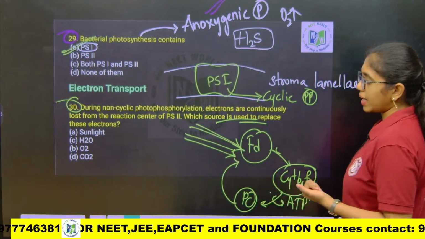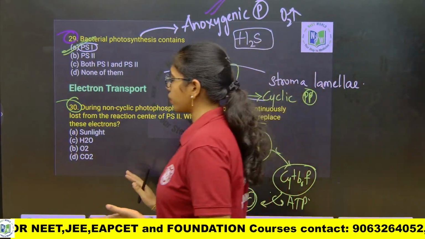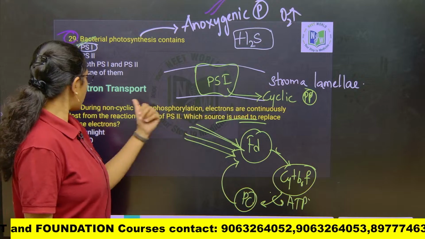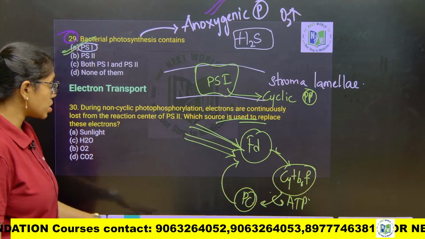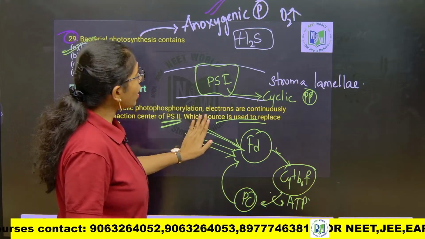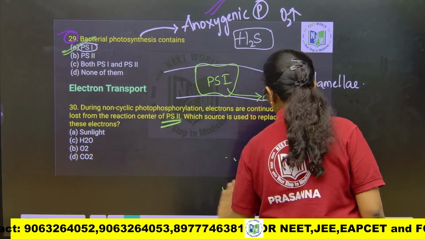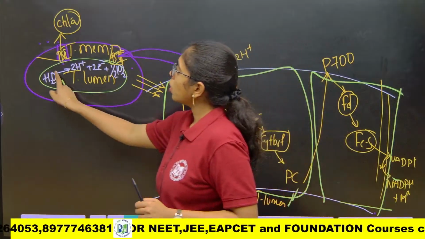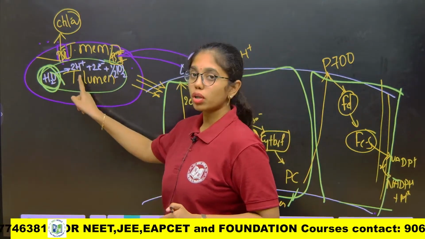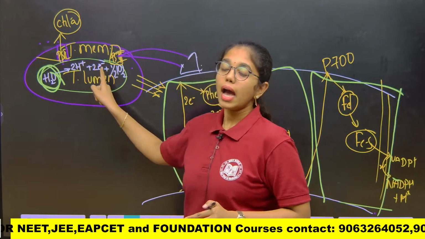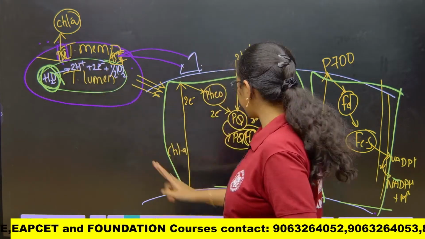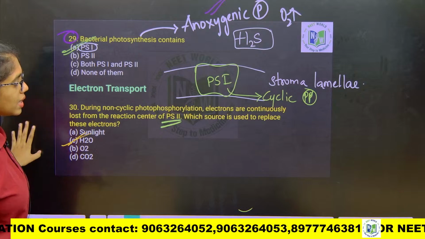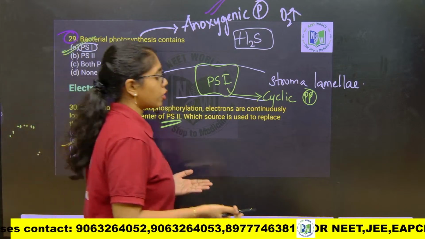Now, it will be easy to answer this question. This set of questions, look into it carefully. First, during non-cyclic photophosphorylation, electrons are continuously lost from the reaction center, that is PS2. What is the source used to replace these lost electrons? Here you can see, to replace the lost electrons, what is the source? Water, because this gets photolysed and this is continuously supplying the electrons to the reaction center of photosystem 2. So, here what will be the answer? Water molecules. Clear? So, this is the source used to replace the electrons.